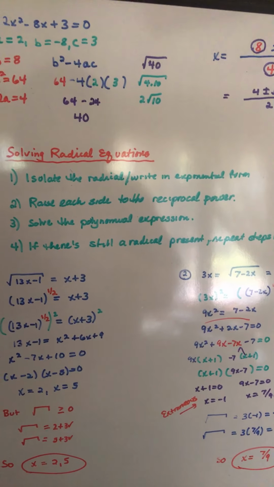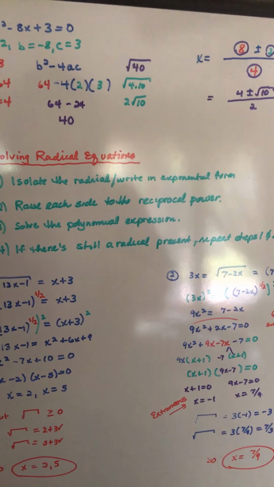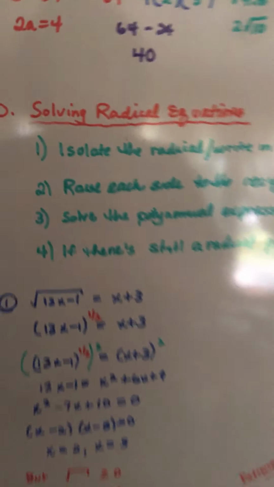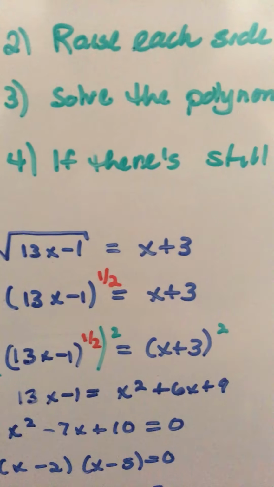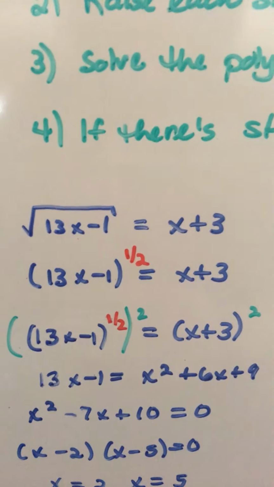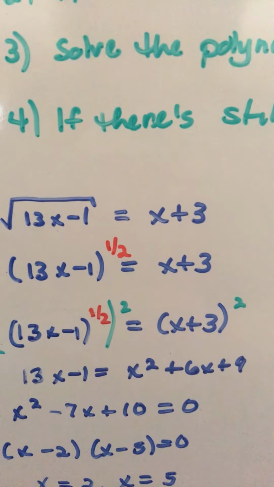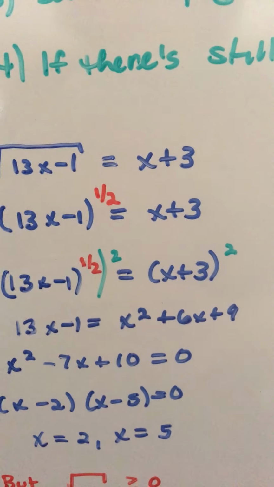We solve the polynomial expression. If there's still a radical expression present, we have to repeat steps 1 and 2. Now, you don't have to rewrite that to the 1/2 power. You just have to know that a square root's exponent is 1/2. And so how do I undo a square root? Its inverse is to square. Notice the inverse of a 1/2 is a 2. So I squared both sides.